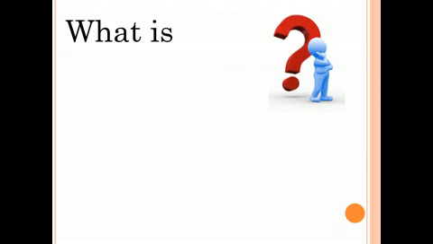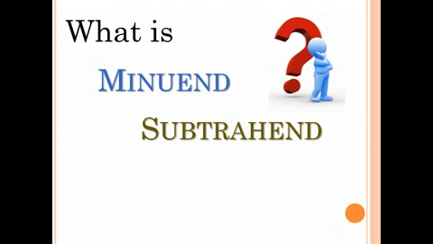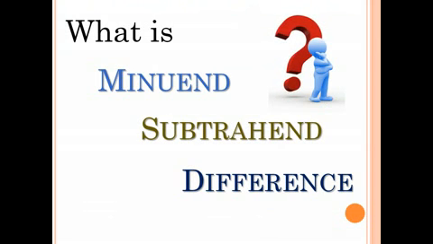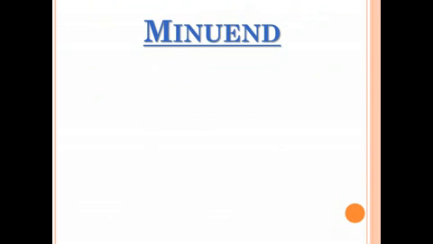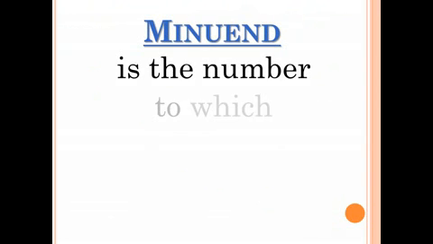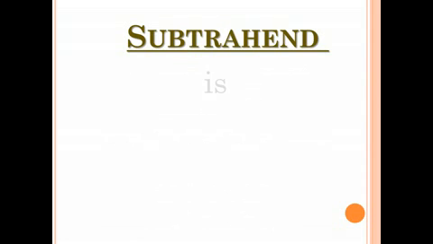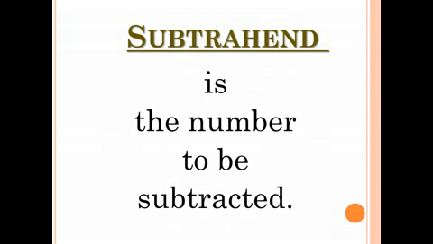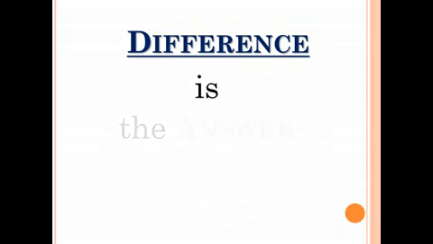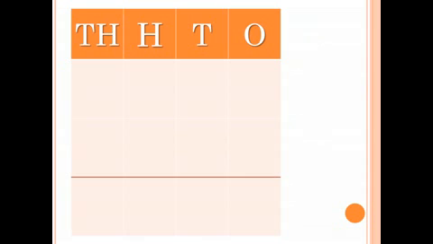Now here, first of all, we have to learn what is a minuend, subtrahend and difference. So let us learn what is a minuend. Minuend is a number from which another number has to be subtracted. Subtrahend is the number to be subtracted, and difference is the answer that we get.